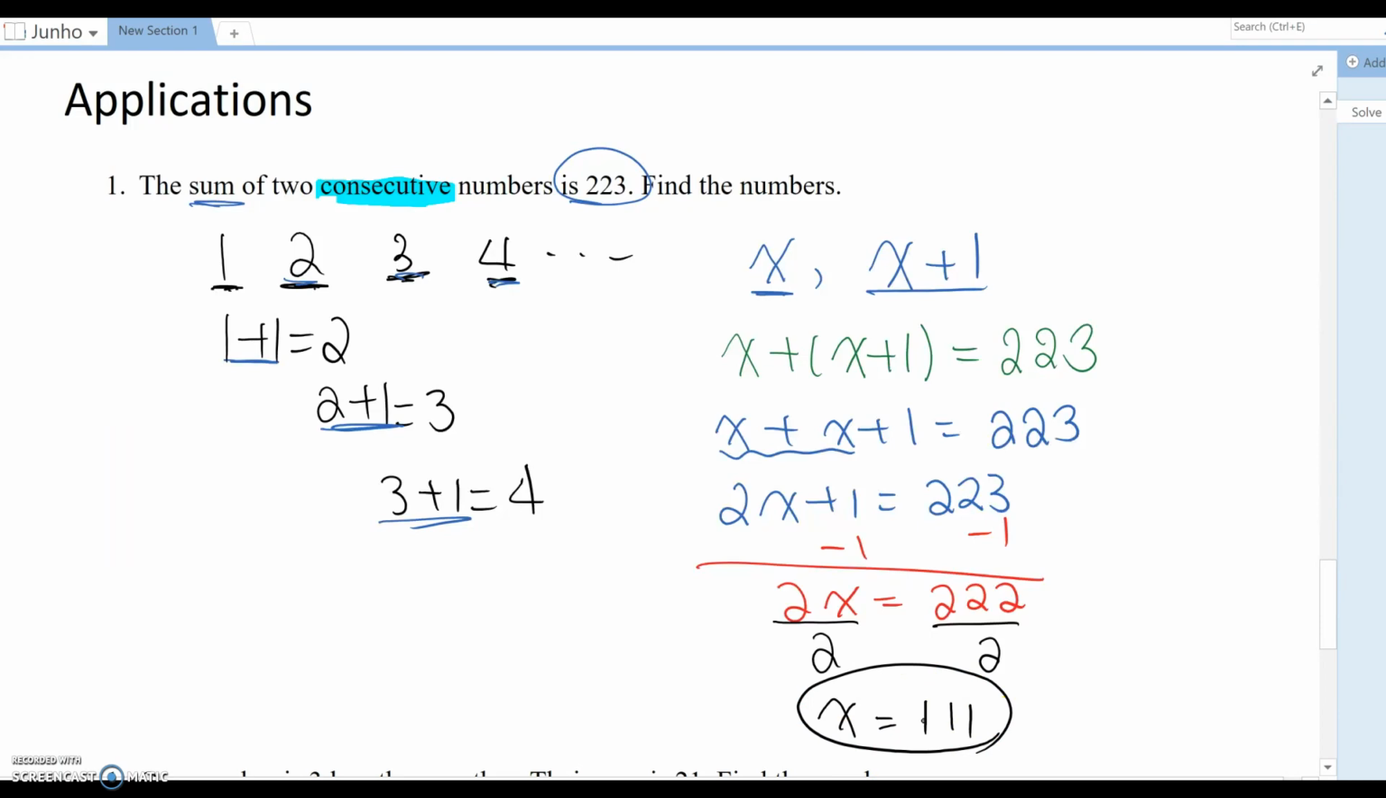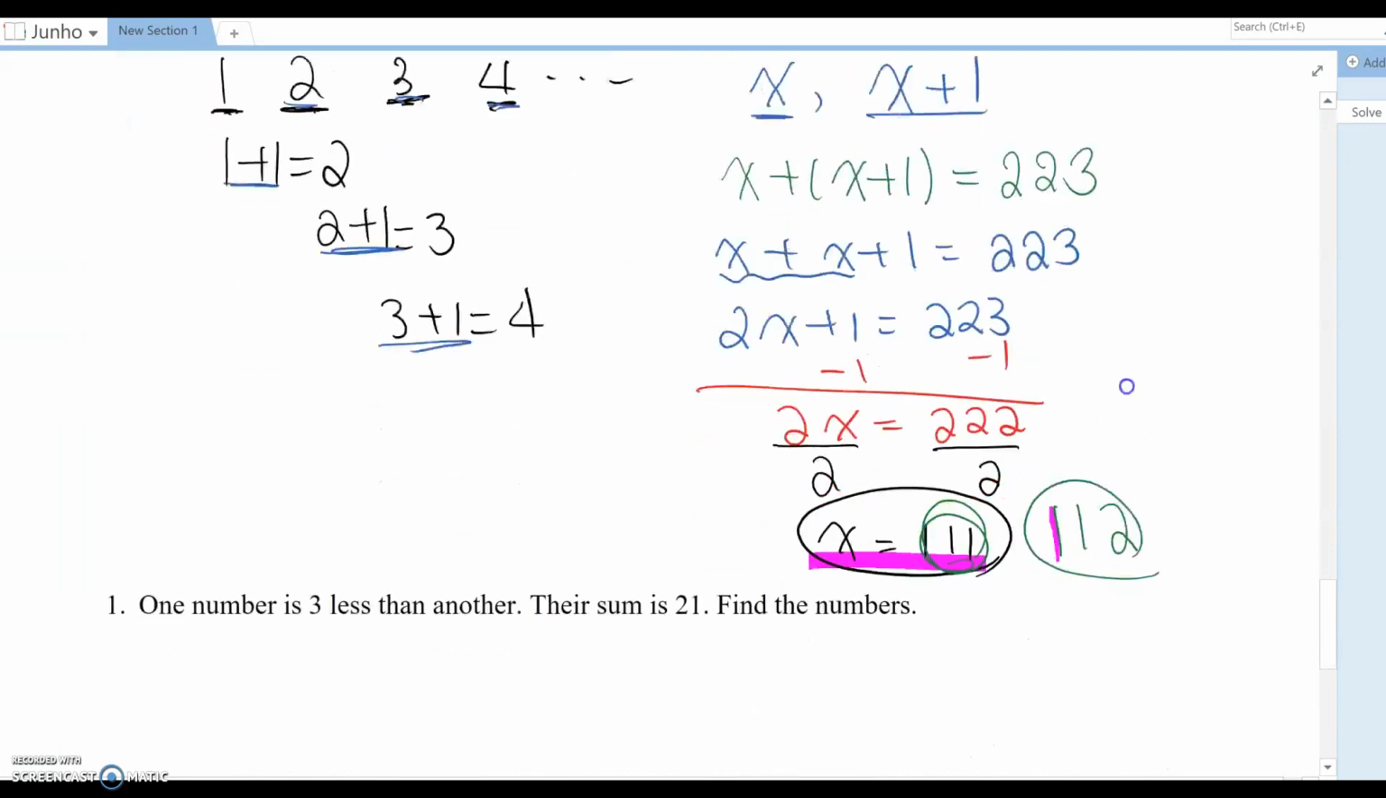Okay? Then this question asks you to find two numbers. So now we found the first number here, so the next number must be 111 plus 1, which is 112. So 111 and 112 will be the answer for this problem. Okay.